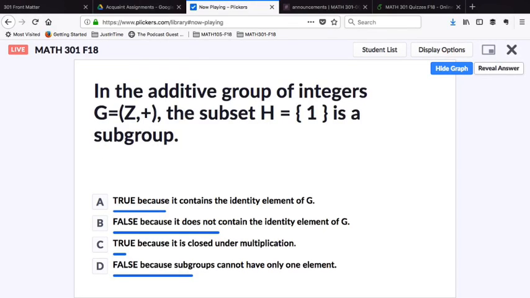So a subgroup H of a larger group G, sometimes we'll call that the parent group. H is a subgroup of G if H is a group in its own right, so it has to have associativity, it has to have an identity element, it has to have inverses for every element, and it has to be closed under the operation. But the question is, what operation?